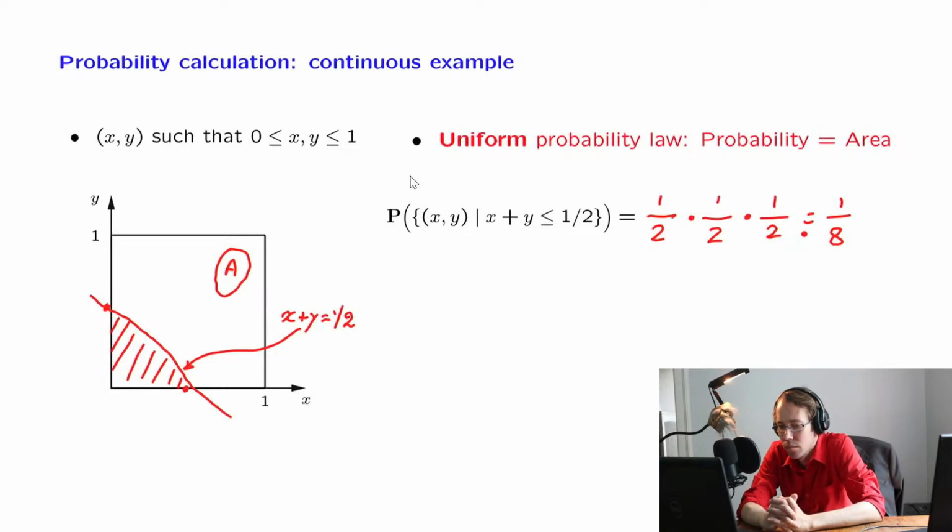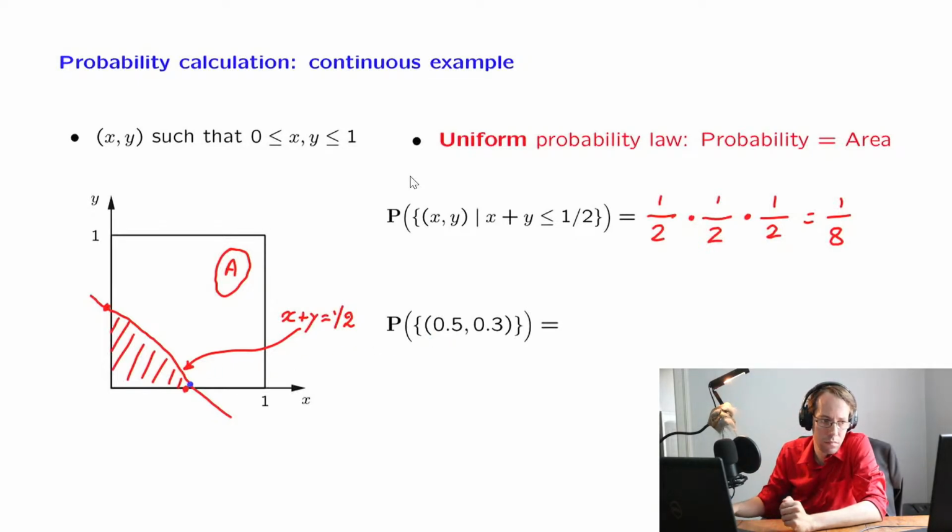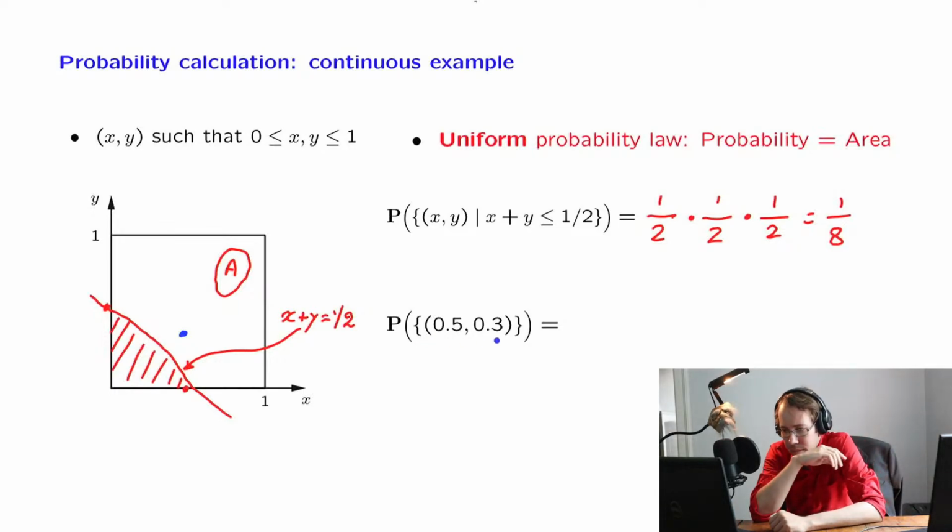Let us now calculate another probability. Now this is an event that consists of only a single element. We take the point (0.5, 0.3), which sits somewhere here. The event of interest is a set, but that set consists of a single point. So we're asking for the probability that our dart falls exactly on top of that point.